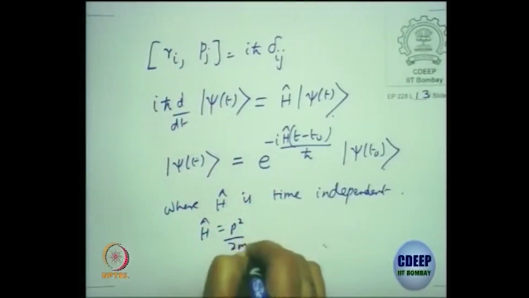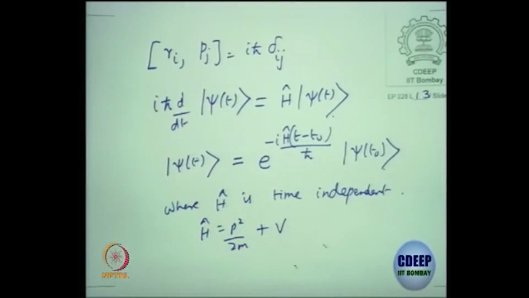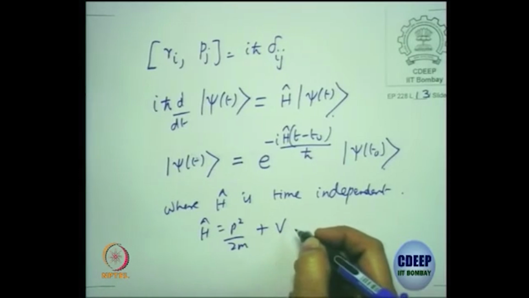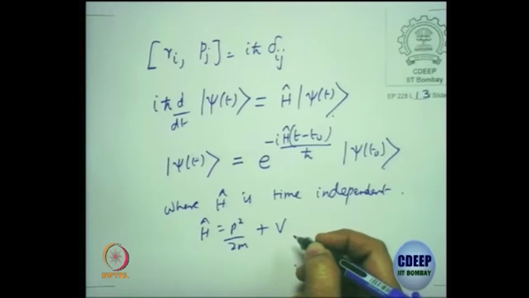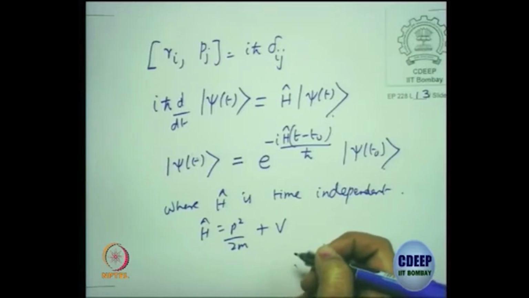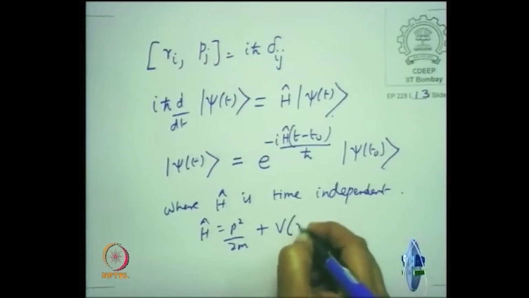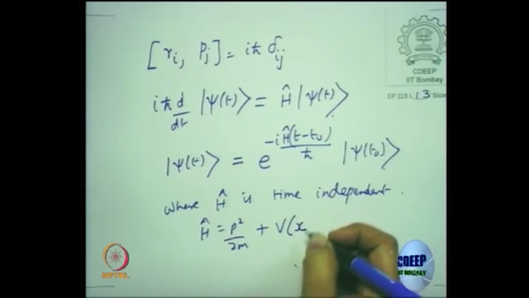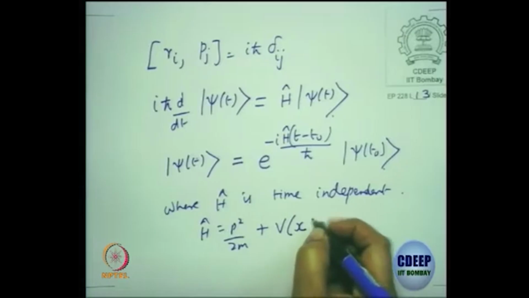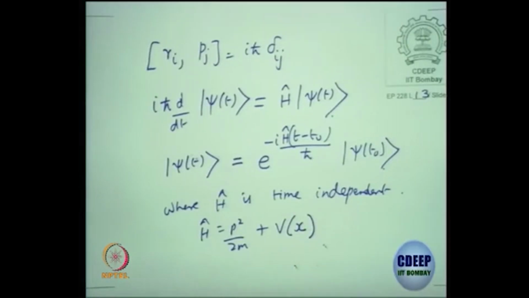So H is p squared over 2m plus V. In principle it can be a time dependent electric field and so on, then it will be a problem. So here we are going to consider it to be only dependent on x. Maybe you can also consider other situations where we can put a p dependence, but for simple systems like the hydrogen atom and harmonic oscillator, they are all time independent.